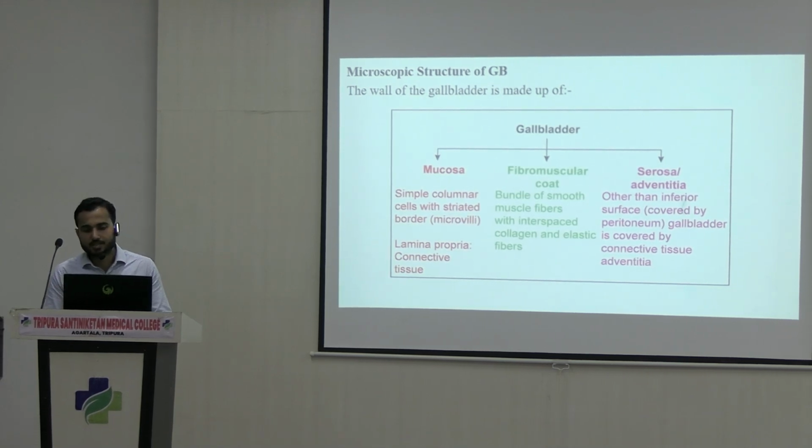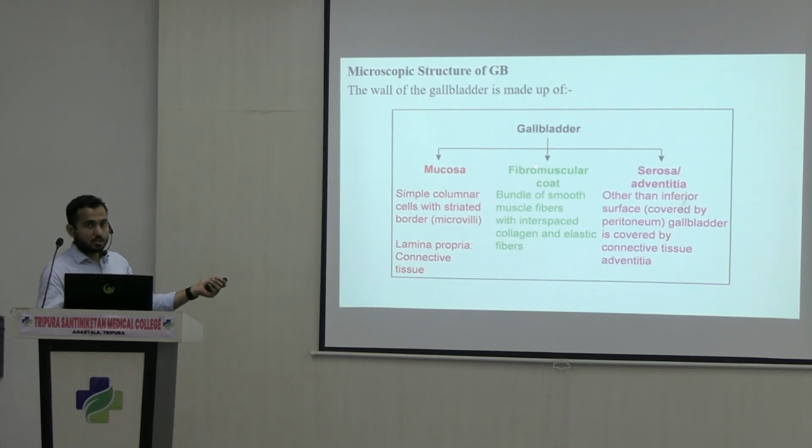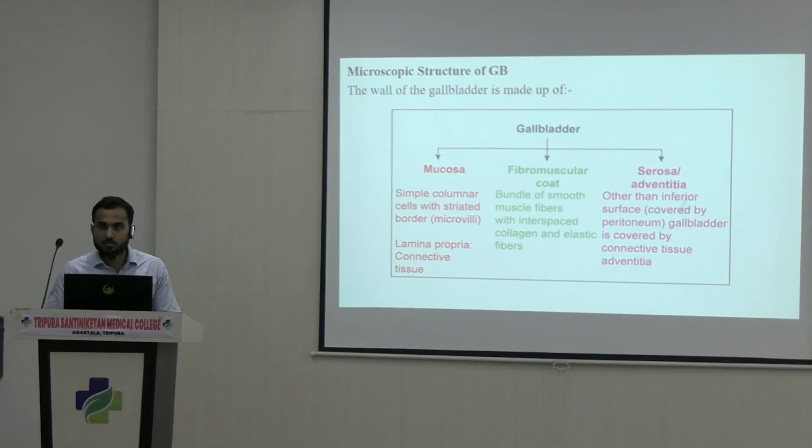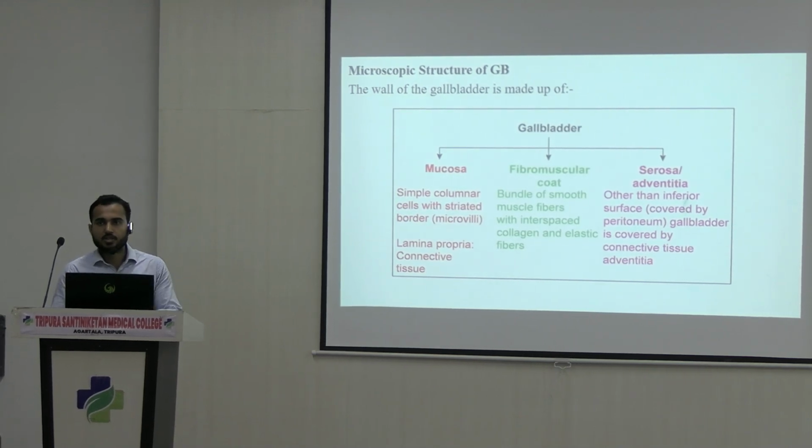As you can see, mucosa is there, but here you will not see any submucosa. Instead of that, we are getting the fibromuscular coat followed by the serosa or adventitia. Now this part is similar, serosa or adventitia. Serosa means the part which is covered by peritoneum, adventitia the part which is not covered by peritoneum. That part is same.